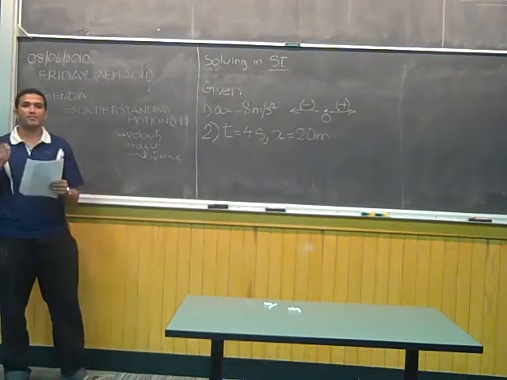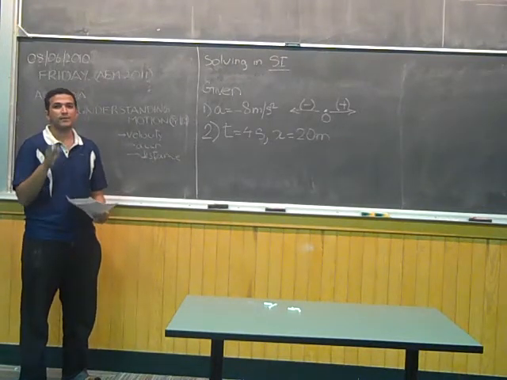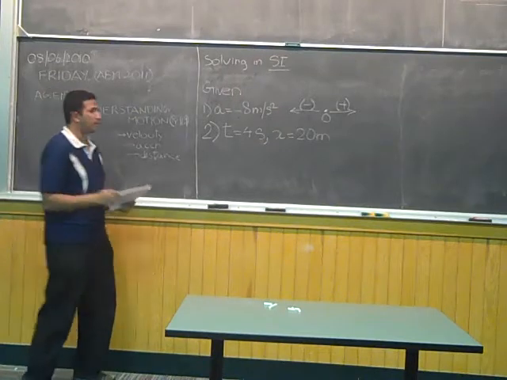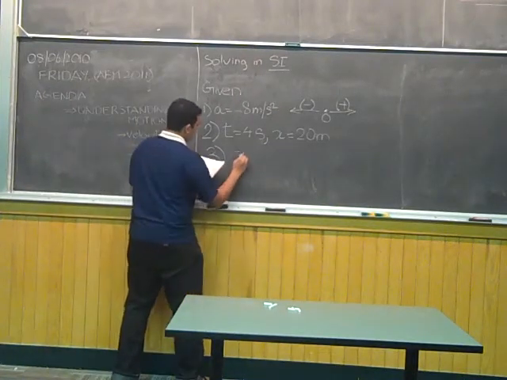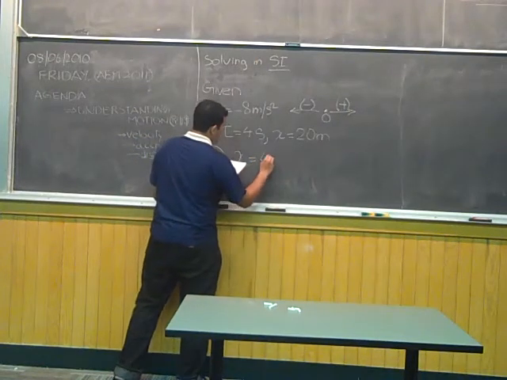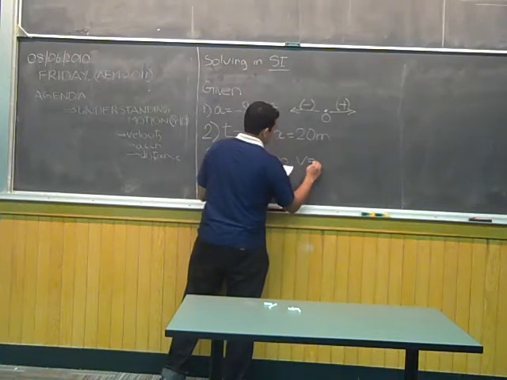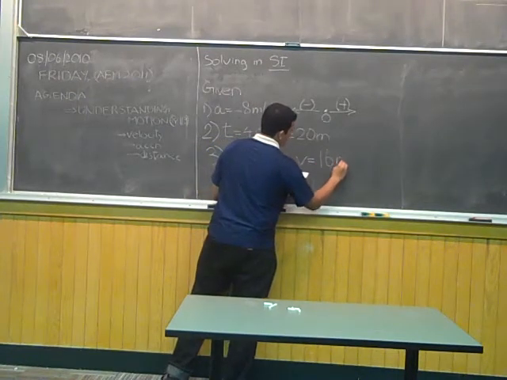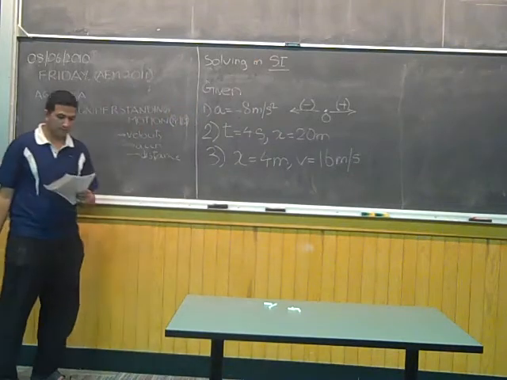Okay, and we have one more piece of information. The displacement is 4 meters and the velocity is 16 meters per second. So let me write that down as well. Alright, so we have whatever is given.